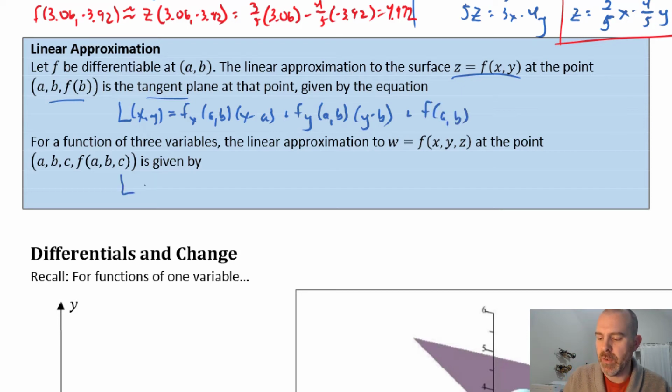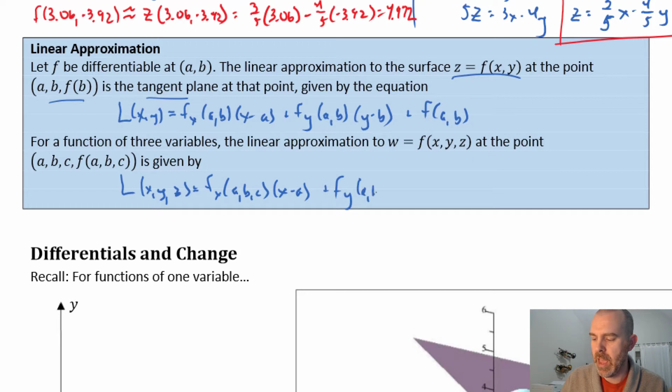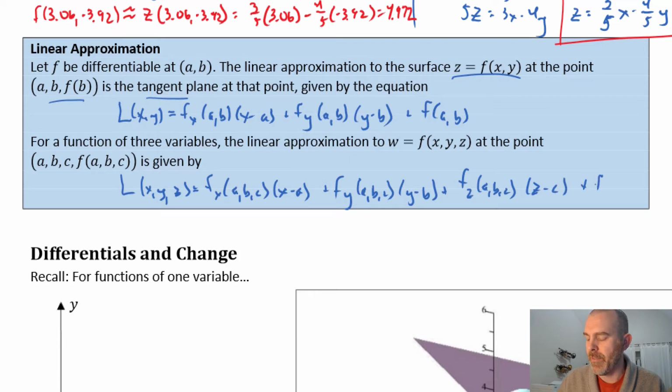And if we have a function of three variables, the linear approximation for that at x, y, z will be the partial derivative with respect to x at a, b, c times x minus a, plus the partial derivative with respect to y at a, b, c times y minus b, plus, now we have a function of three variables, the partial derivative with respect to z at a, b, c times z minus c, and then we're going to add the function evaluated at a, b, c.